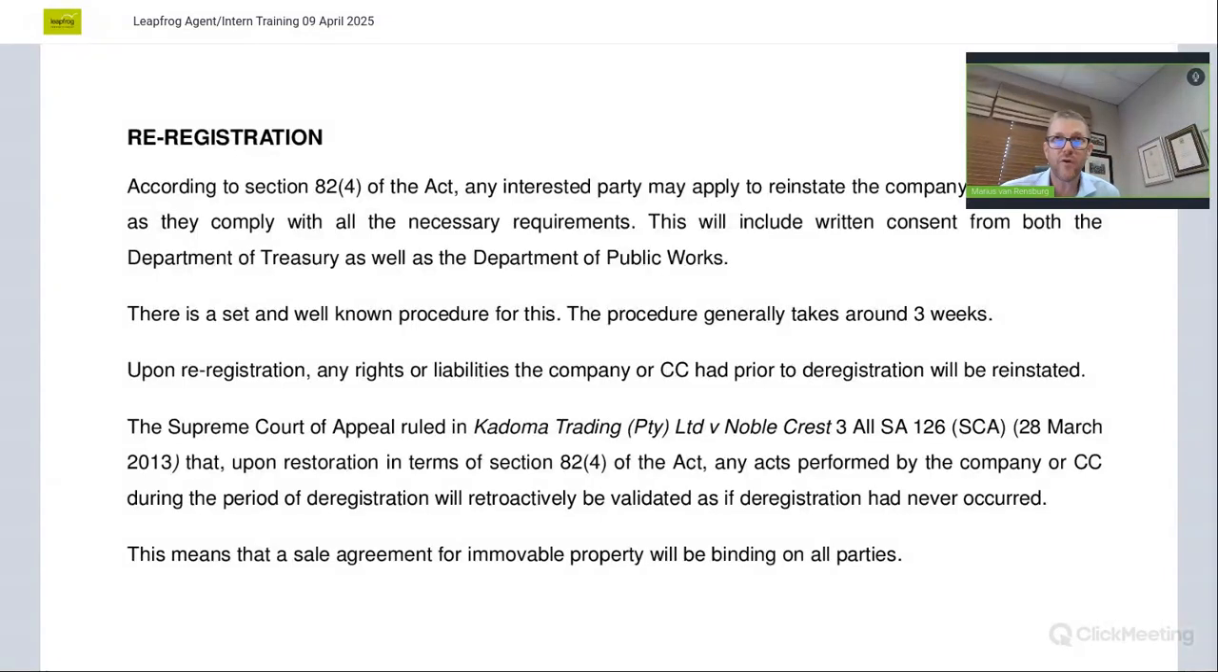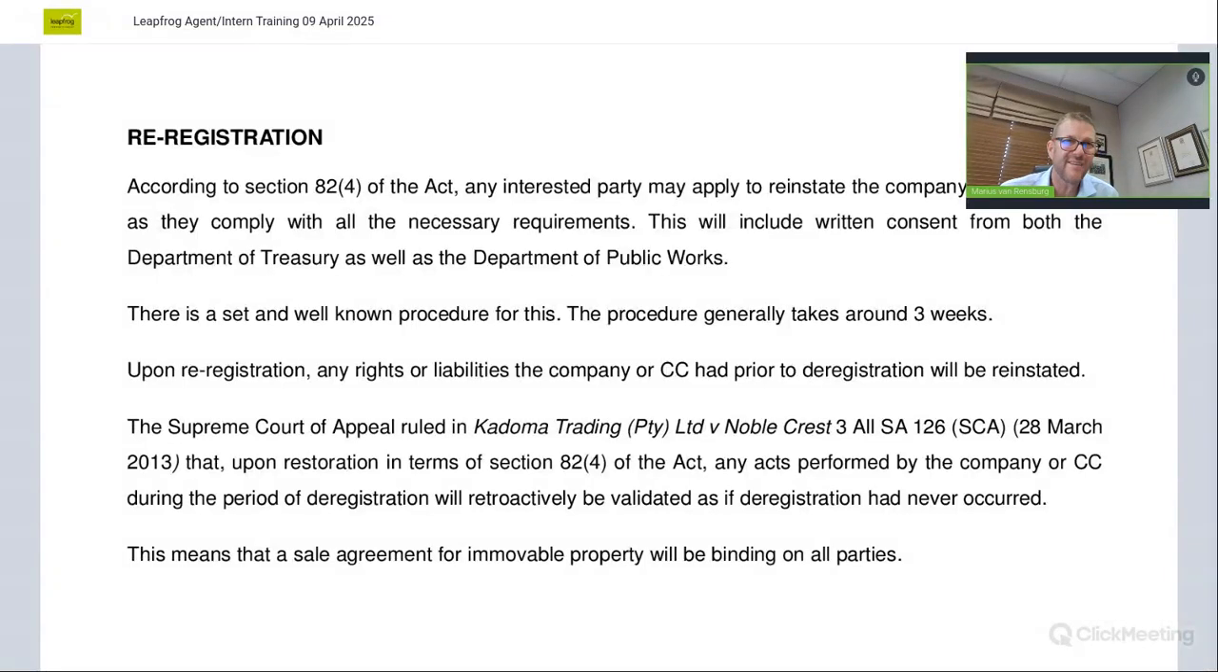So what do we do? If your company is in deregistration process, go and file your subs, get it back into business. If you're deregistered, Section 82(4) of the Act says that any interested party, not only the shareholders, can apply to reinstate the company. So you need the consent of Treasury and the Department of Public Works.